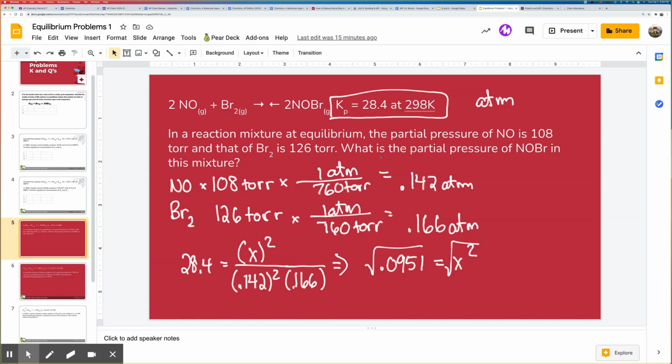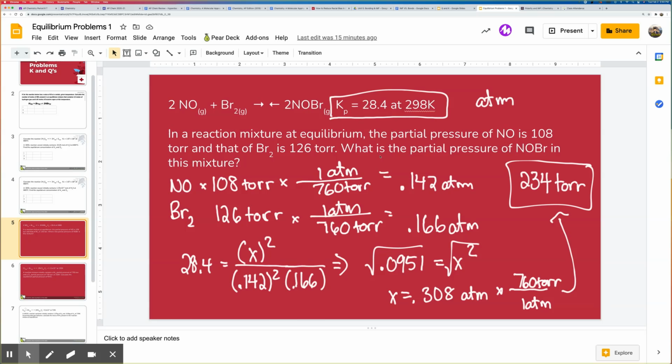Square root both sides. And this will end up giving me x is equal to 0.308. Now, this is in ATM. So if you want to change it back to TOR, you need to multiply it by 760, 760 TOR for every one ATM. When you do that, what's going to happen is you're going to get 234 TOR. And that's our answer.